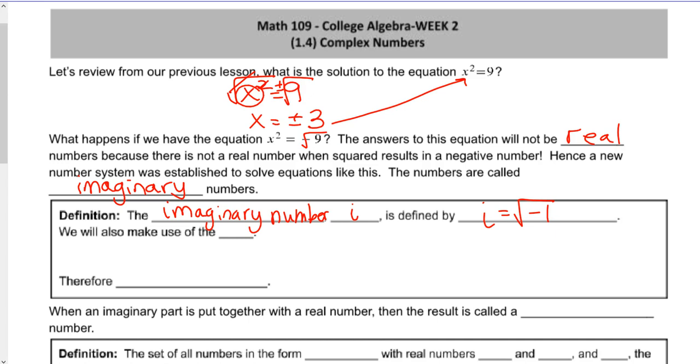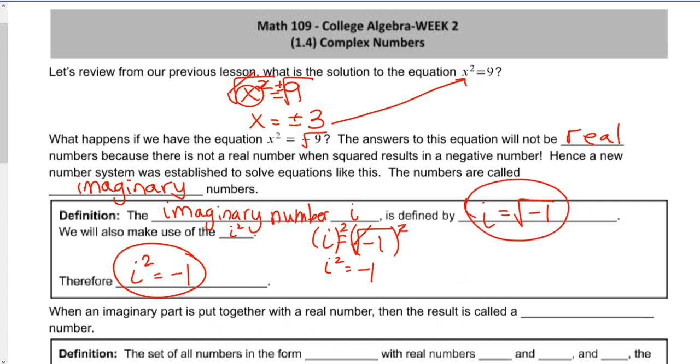Now, we will also make use of i squared. So, if I start with this equation right over here, i equals the square root of negative 1, and I want to find out what is i squared, well, I'm going to square both sides of that equation. This side becomes my i squared, and this side, remember the square cancels the square root, therefore i squared can be proven to be equal to negative 1. So there are two things here that you need to make sure you remember. This one and this one.